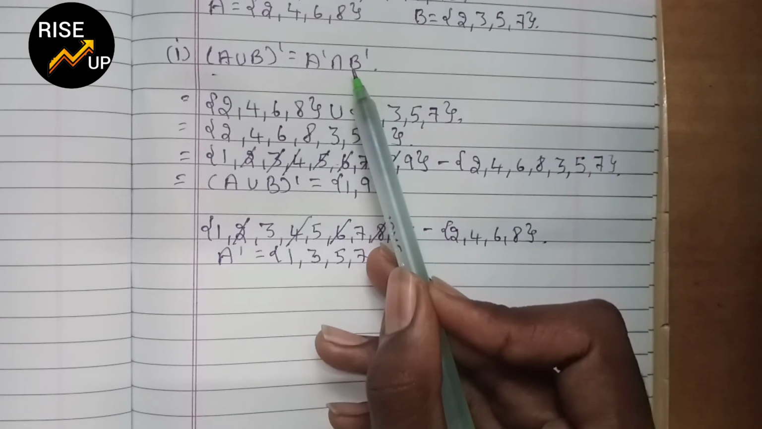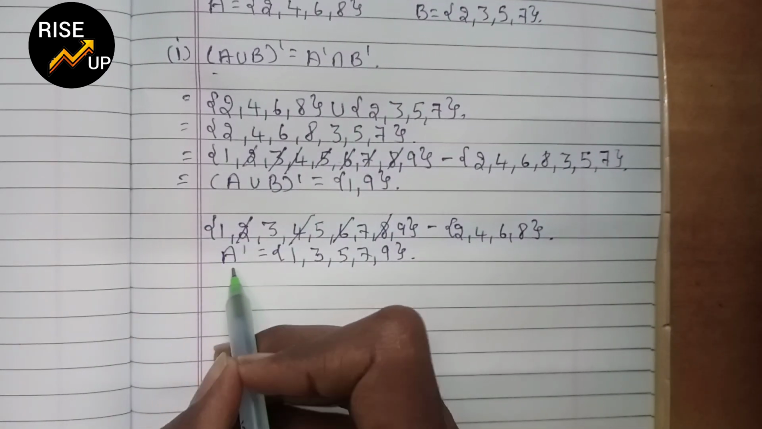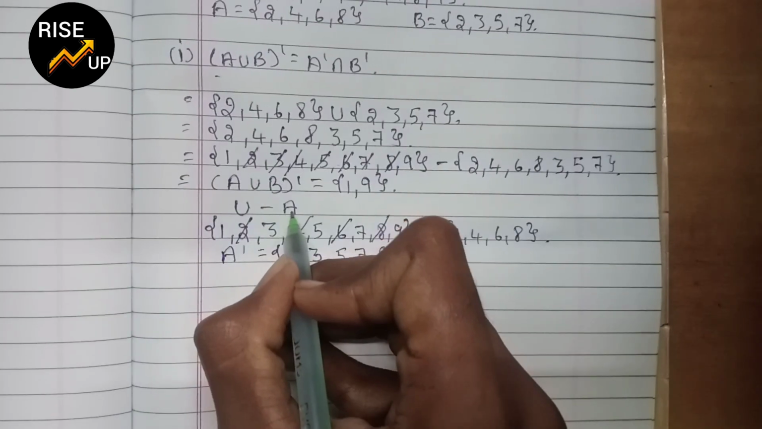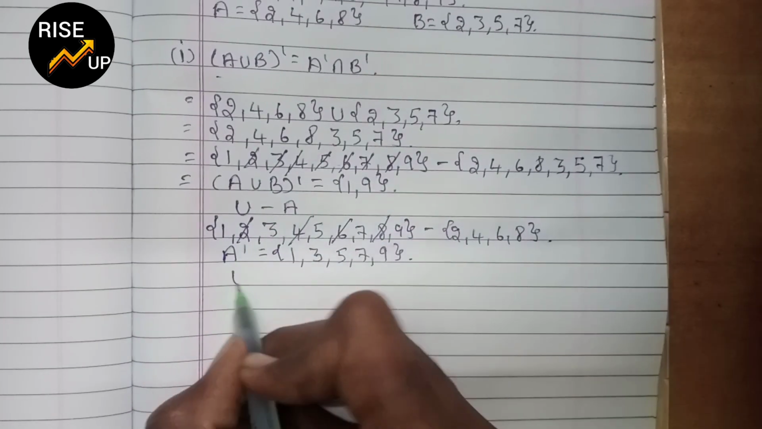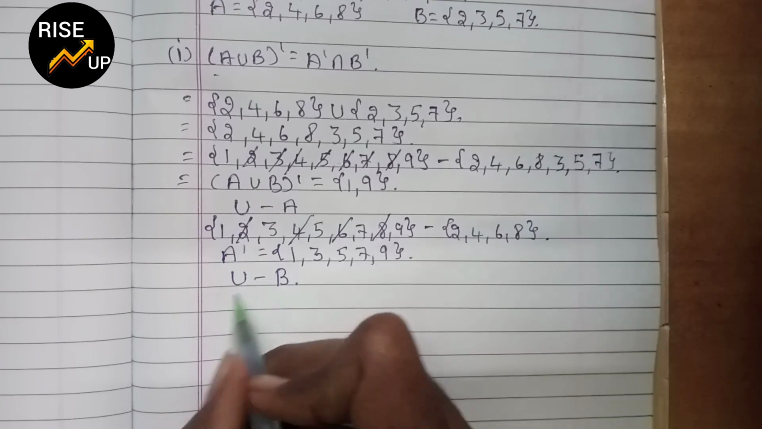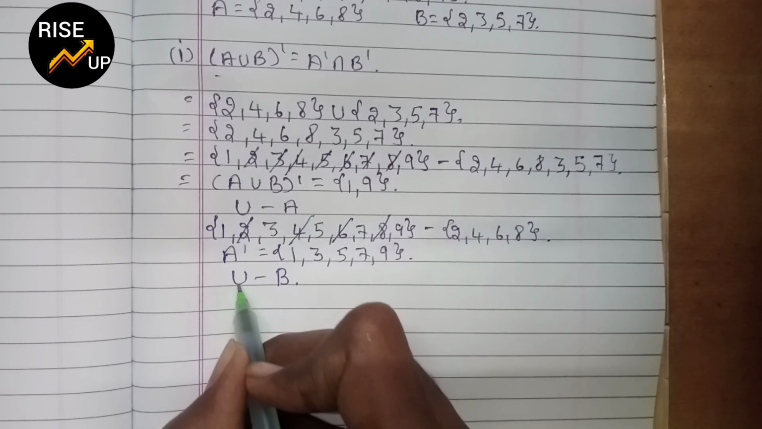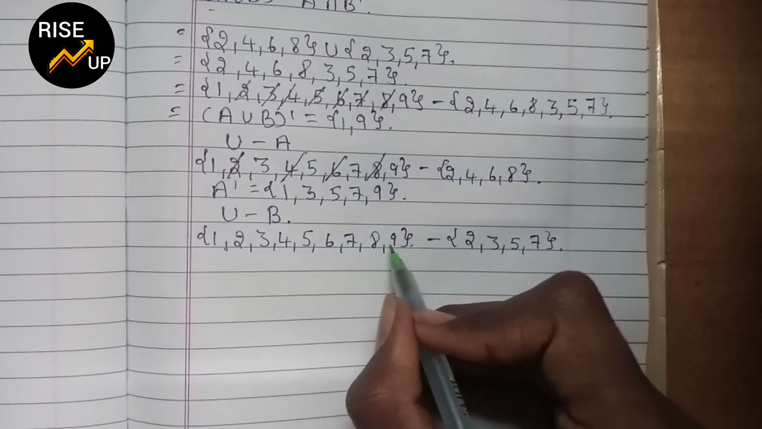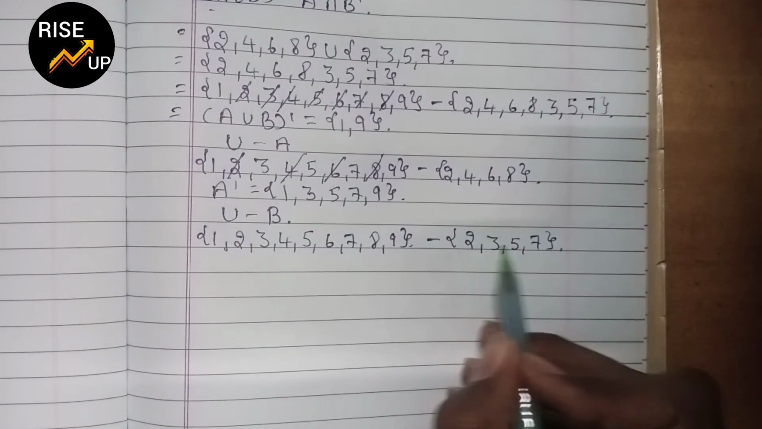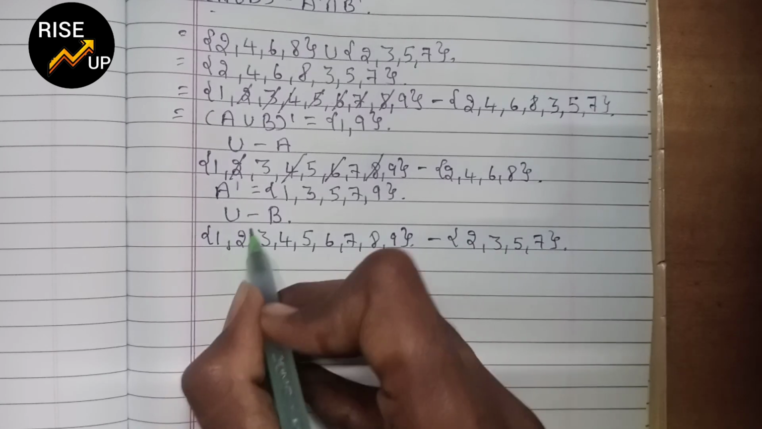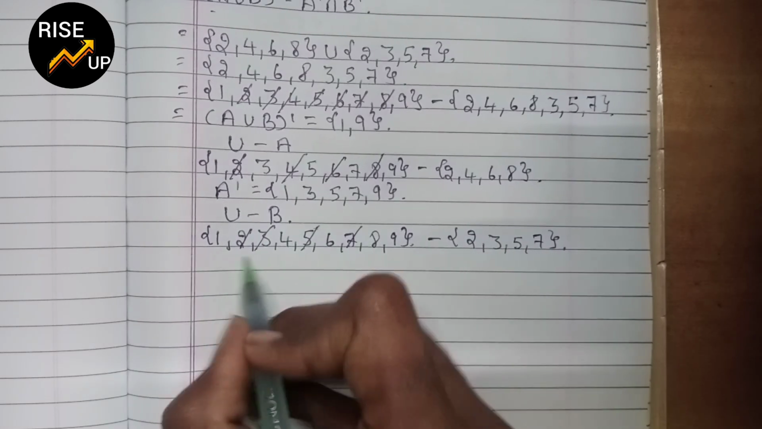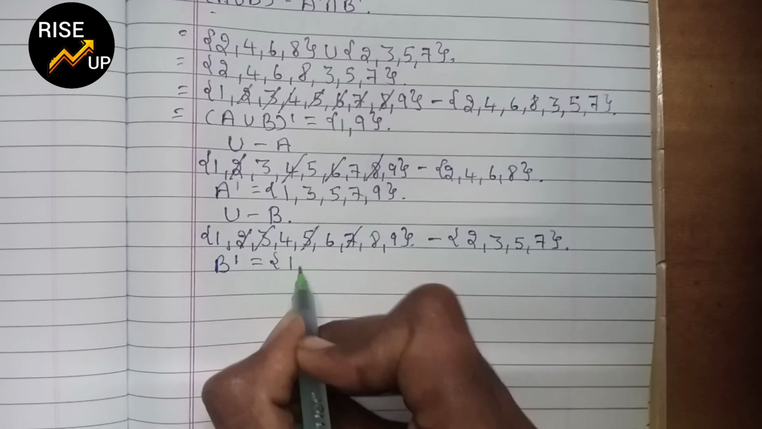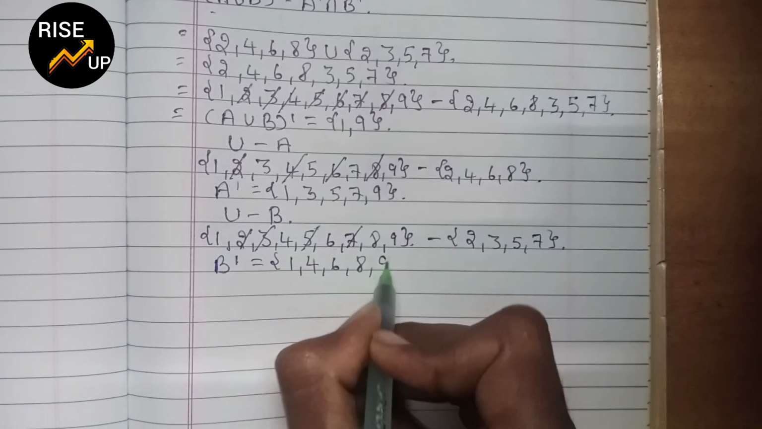The second step is B complement. The same thing as you did: universal set minus set A is for A complement, and universal set minus set B is for B complement. Write down the elements of the universal set and set B. After writing them down, cancel out 2, 3, 5 and 7. What are the elements remaining? That is your answer for B complement: 1, 4, 6, 8, 9.